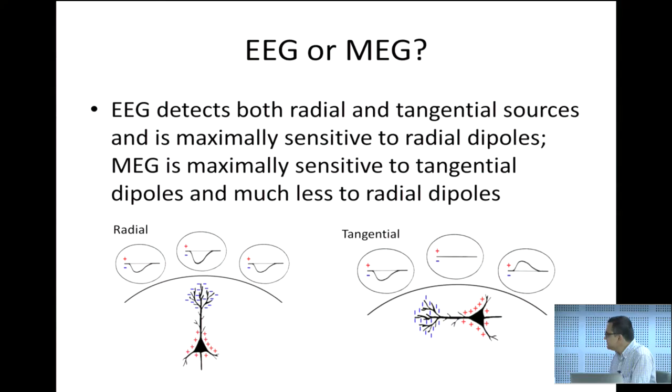So MEG is sensitive to those, and EEG actually picks up both. Although EEG is more sensitive to radial sources, it picks up both radial and tangential. But MEG picks up mainly tangential activities. The radial is very insensitive, because the magnetic field just stays inside the head, doesn't get out, and because it's very weak, you have no way to reach that. So, yes.